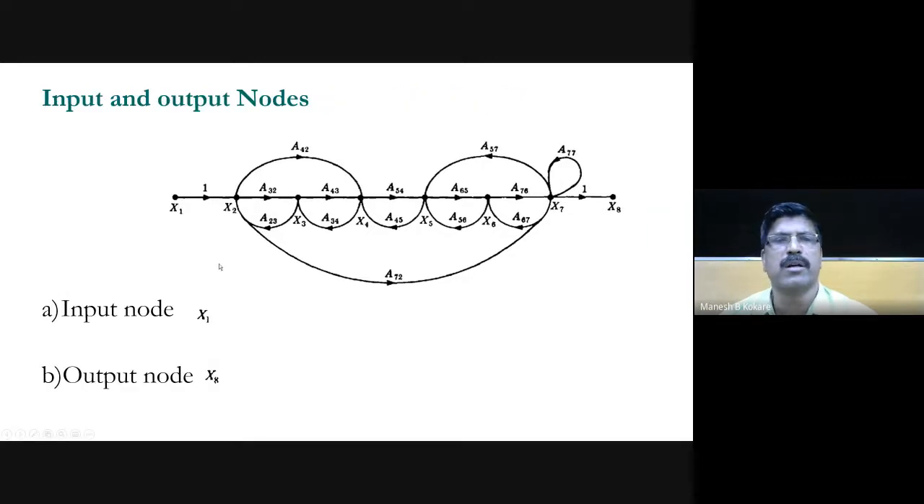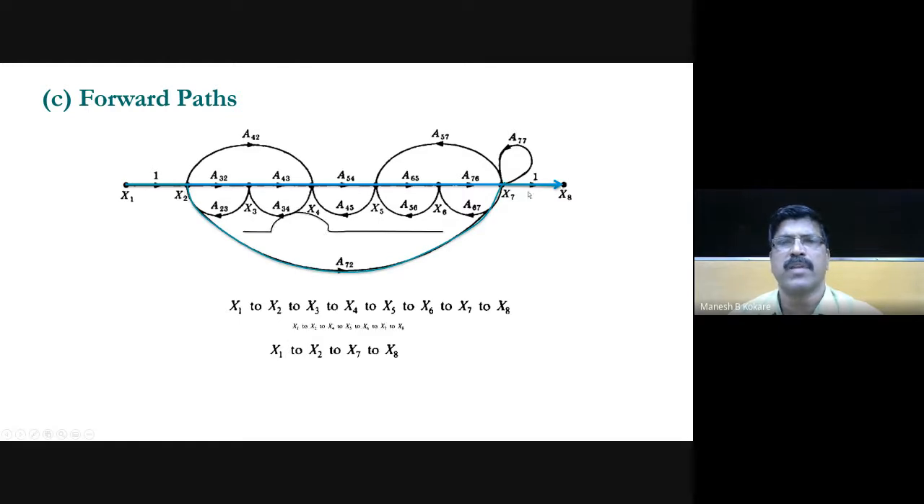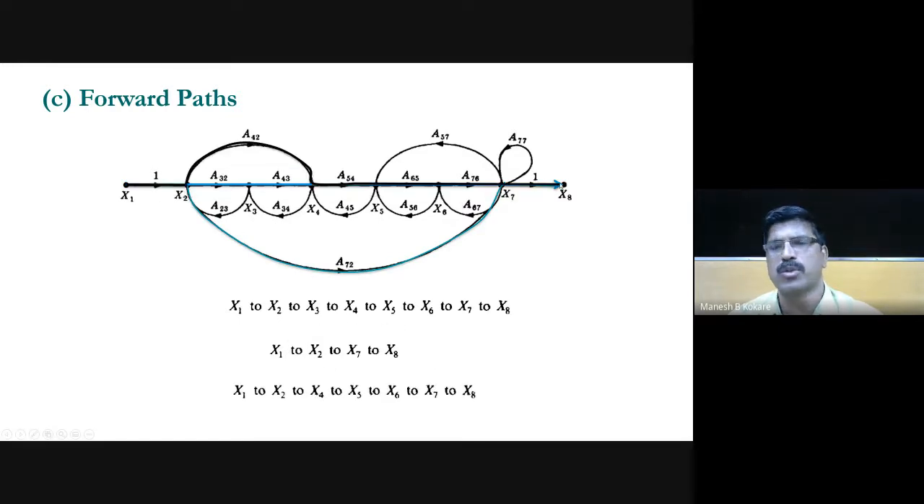So let us look at the solution. I have just solved this problem. So the input node is X1 and the output node is X8. Then the forward paths are like X1 to this is one forward path. This is another forward path. Then this is the third forward path. So we have three forward paths identified.